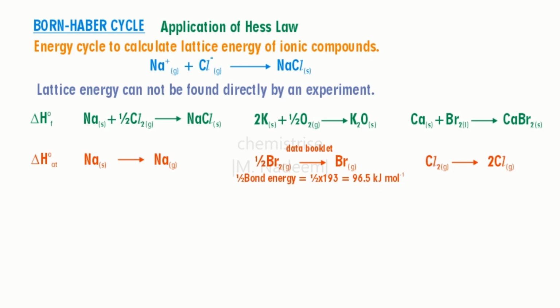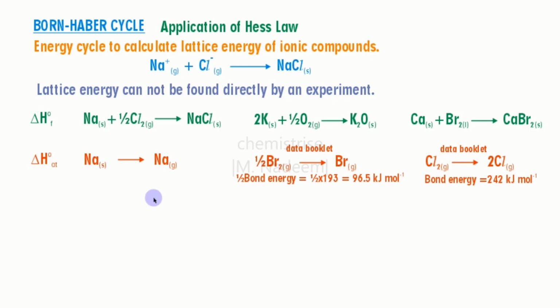Similarly, for chlorine, we can find its enthalpy change of atomization using the data booklet. And in this case, since we are breaking 1 mole of chlorine into 2 Cl atoms, we need the bond energy of chlorine, that is 242.